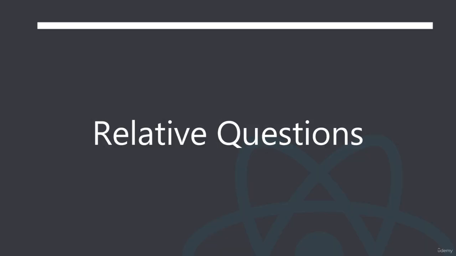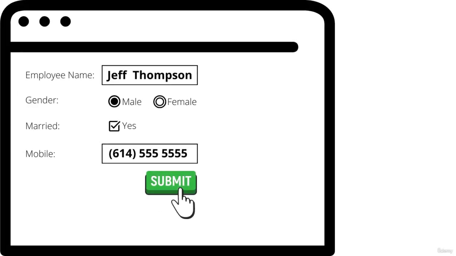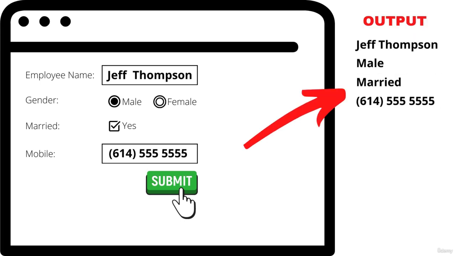So now let's talk about a question, an exercise you can extend. I want to give you a main exercise. You have to design this kind of form. You have input fields, you have radio buttons, checkbox, and also a submit button. When the submit button is clicked, you have to show the data in this way here. So this exercise you can practice.